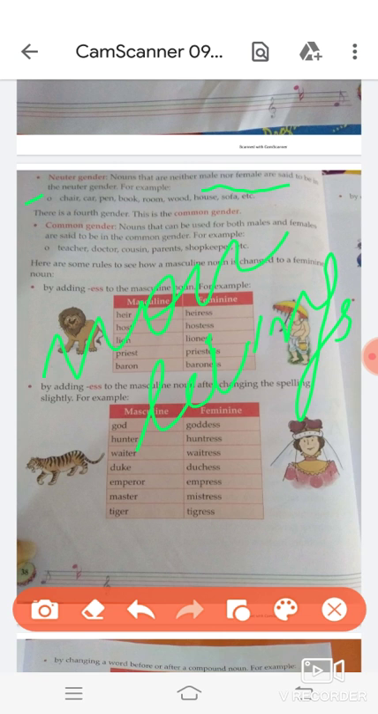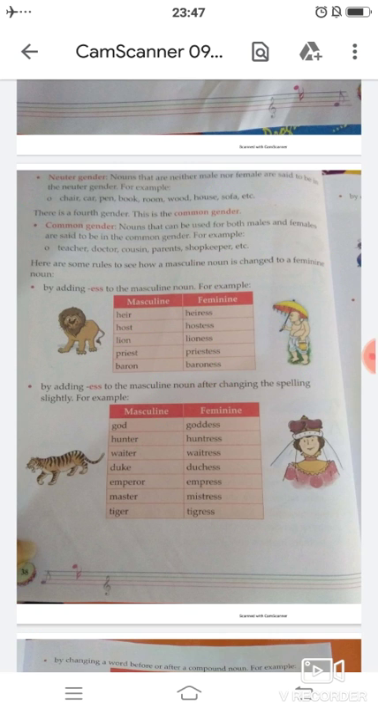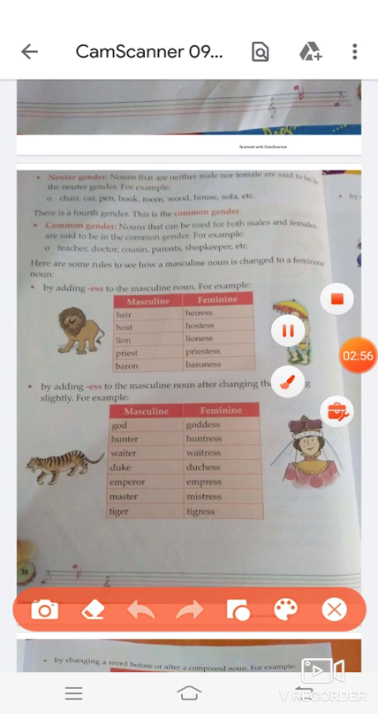You can see chair. Chair is a non-living thing, so this is neuter gender. Car is a non-living thing. Pen, book, room, wood, house, sofa, all are neuter gender. All these are representing non-living things.